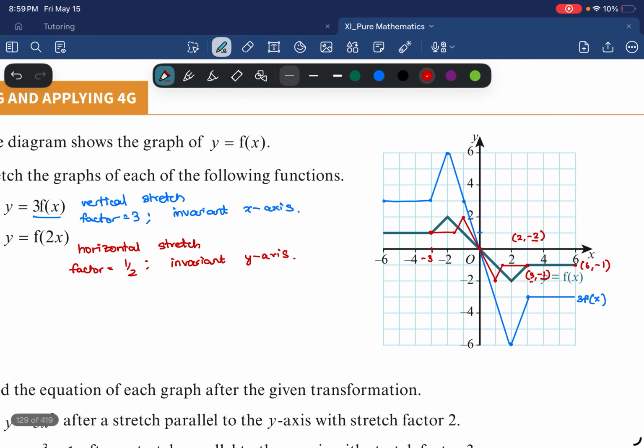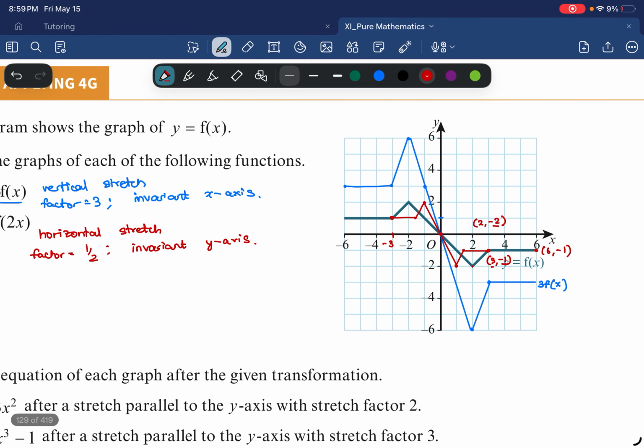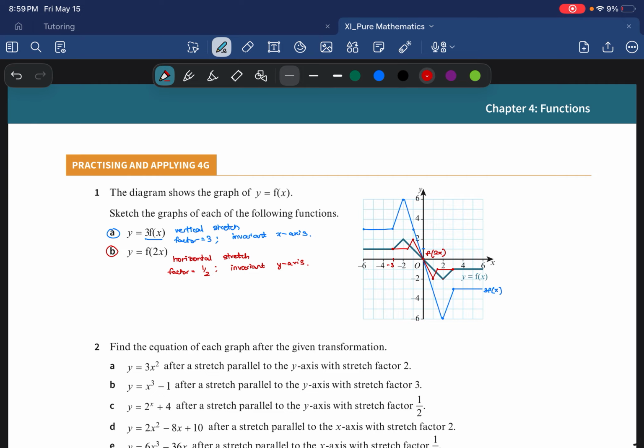Okay, I'm so sorry about the first one. So yeah, all the x coordinates have been halved. My function looks something like the red one. Let me just erase these points to avoid confusion. So the graph looks something like this. The red graph is for f of 2x. All right, and that is how you do it.